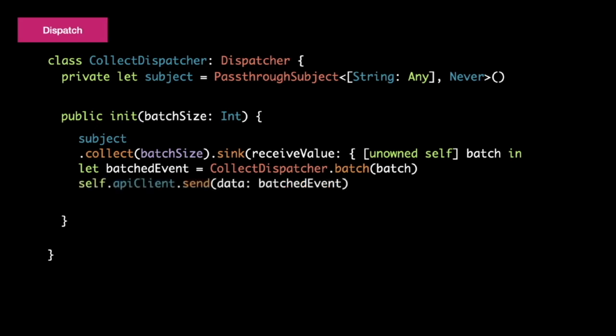Then we can use our API client, which uses Data Task Publisher behind the scenes, to send our batched event. All right, that's really cool. We're able to leverage Combine's collect operator and package up our request object before we send it to the platform.